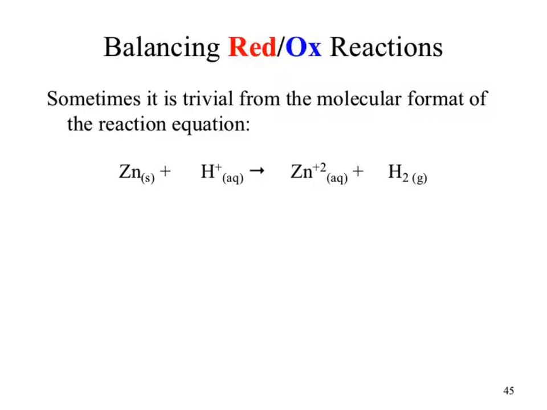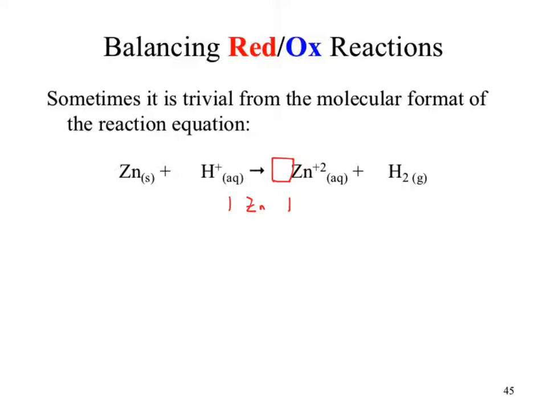The next part is balancing redox reactions. Can we balance this equation? Yes. Is it balanced? No. How do we balance it? Zinc in the middle. On the left, how many do I have? 1. On the right? 1. There's nothing in front.